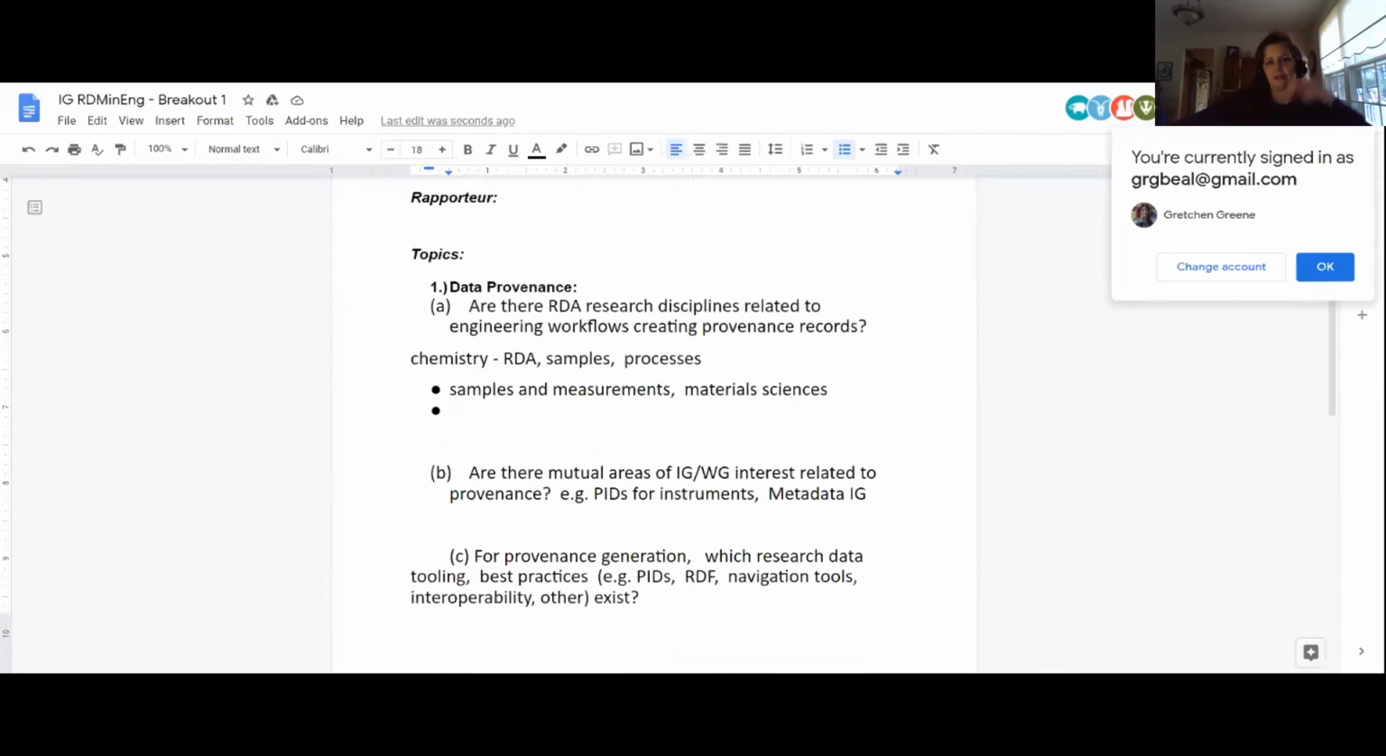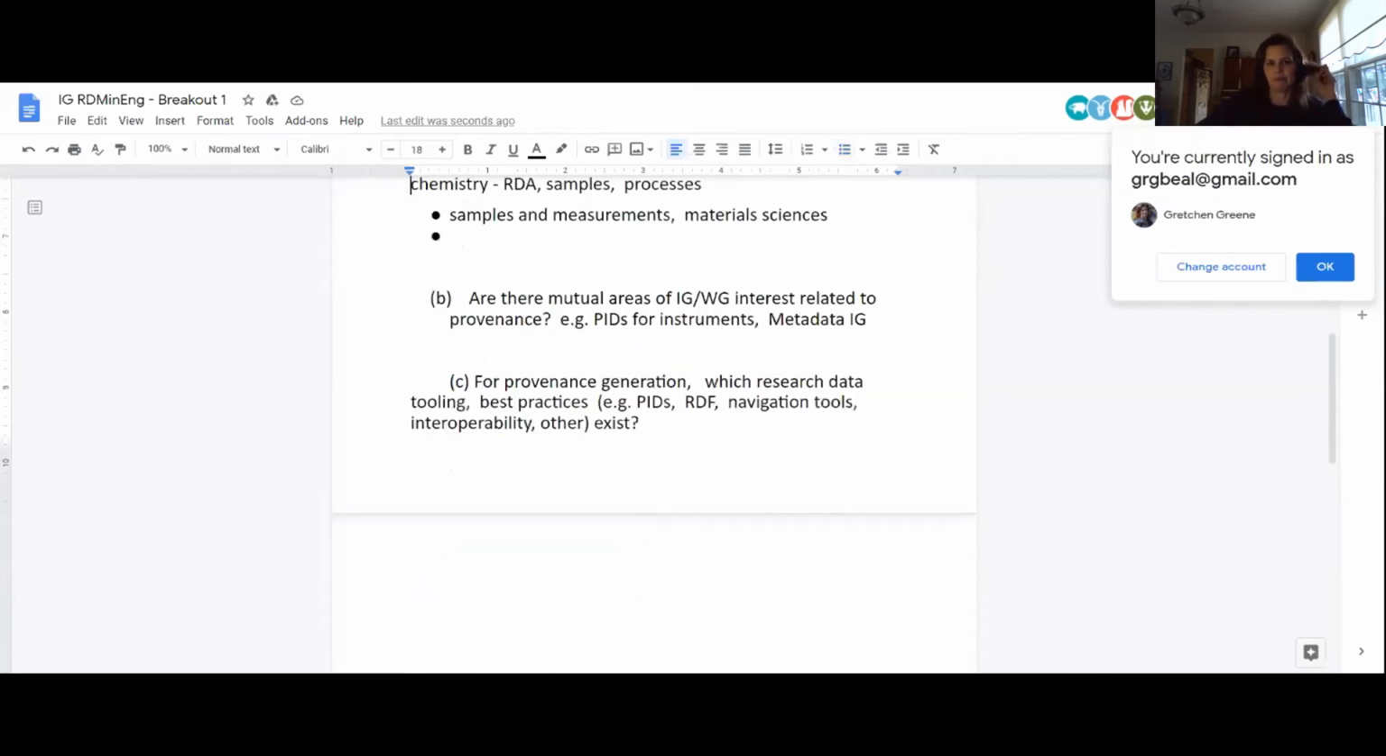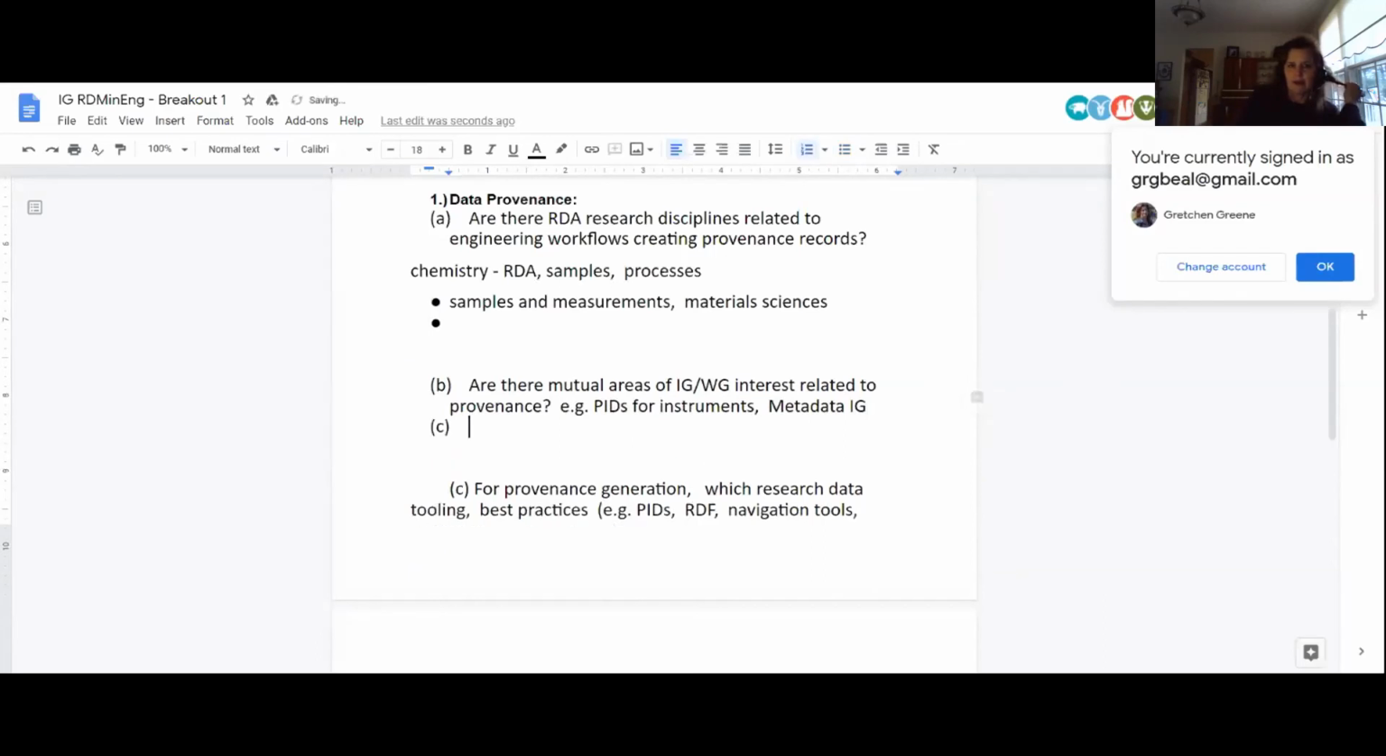If you come up with any thoughts, even after we move on to this next thing, feel free to chime in. The next question was, what other RDA interest groups and working groups are you involved with? For example, the PIDs for instruments. There's a metadata interest group we met with yesterday. They have one very high level provenance element that they're interested in. But are you familiar with how this may overlap with the work we're interested in on engineering provenance and other groups?